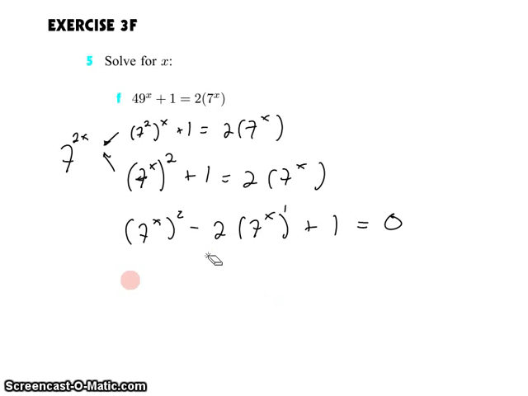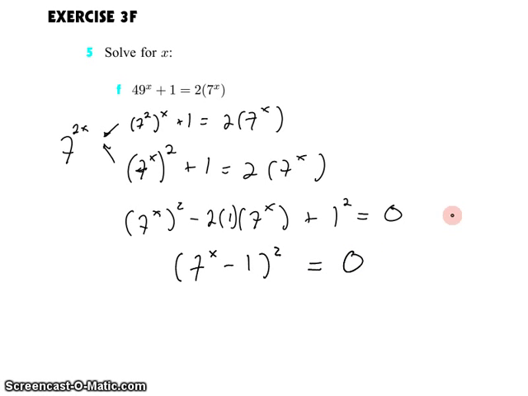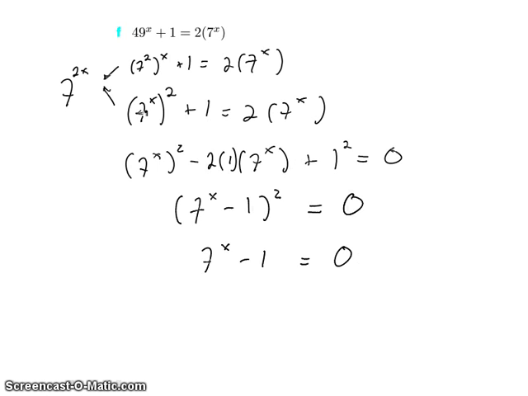This is perfect squares because 2 is the same thing as 2 times 1. So I have 1 squared, 7 to the x squared, 1, and 7 to the x in the middle, times 2. That's perfect squares. That means this factorizes to 7 to the x take 1, squared, is equal to 0. How does that help me? Well, now I can take the square root of both sides. 7 to the x take 1 is equal to the square root of 0, which is plus or minus 0, which is just 0. That's handy.